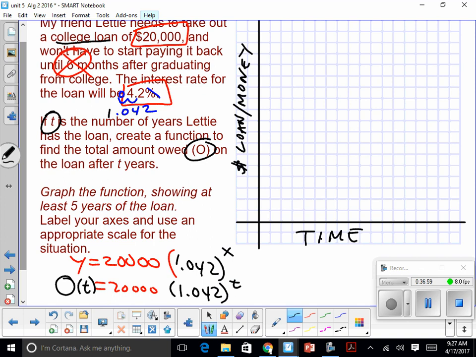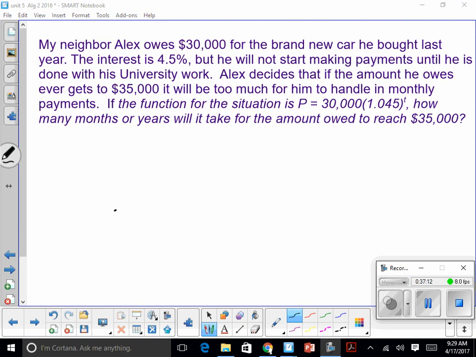Hey, if this were a test question, you'd be saying, oh, my neighbor owes that much money for the brand new car he bought last year. The interest rate, boom, you mark that. Interest, it jumps out, your b just jumps right out at you. But he will not start making payments until he's done with the university work. Let's see, exercise that the amount he owes ever gets to 35,000. That's when it starts messing with some people.